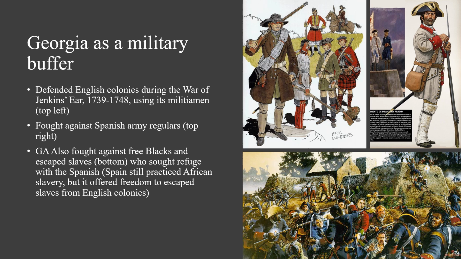Oglethorpe, the governor, hoped that anyone who was too poor to live in Britain would migrate to Georgia, be they English, Welsh, Scottish, or even Irish. In Georgia, they would find land and labor. To this end, slavery was initially banned from Georgia, as the colony was intended to employ poor whites, rather than rely on the enslaved labor of Africans.